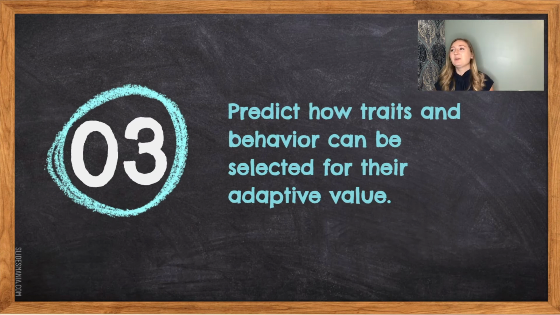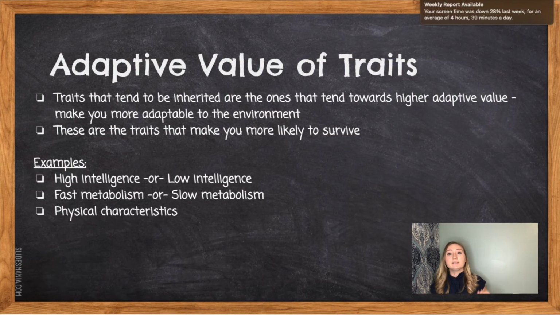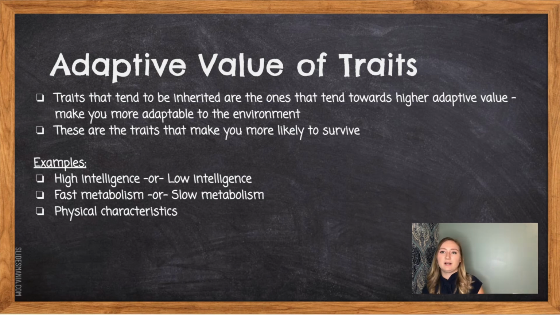Objective number 3, we predict how traits and behavior can be selected for their adaptive value. So we talked about natural selection, but which traits get selected? Why does it matter? So we have what's called the adaptive value of traits. These are traits that tend to be inherited. Those are the ones that tend towards higher adaptive value. So the traits that you will pass on as a person tend to be the ones that will lead towards adaptation. So the more adaptable you are to the environment, the better your chances of survival.